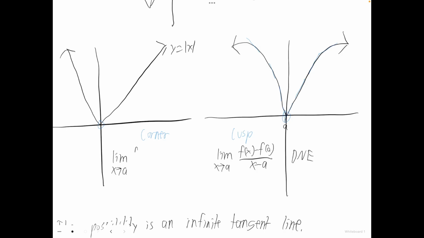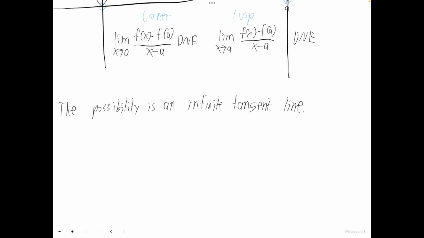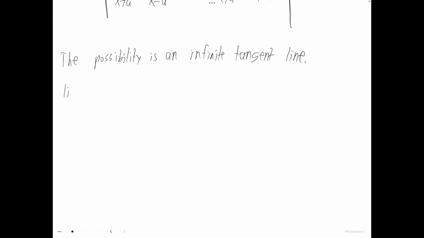But in the next case, it actually does exist. Well, it doesn't exist, but we can give a number for it. And so in the case of an infinite tangent line, what happens is the limit as x approaches a of f of x minus f of a over x minus a is equal to plus or minus infinity. Now, technically that means the limit still doesn't exist, but it doesn't exist in a special way. And so it's a little bit different of a situation.